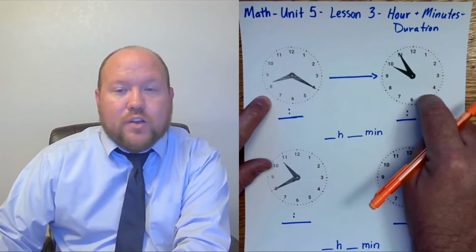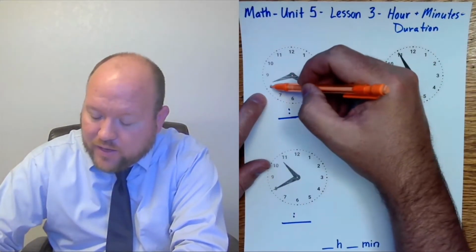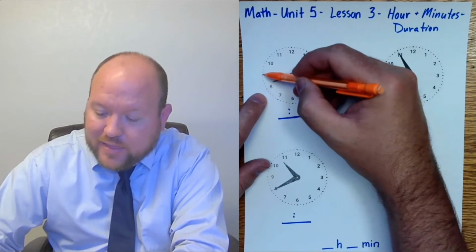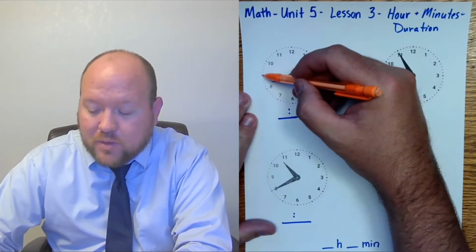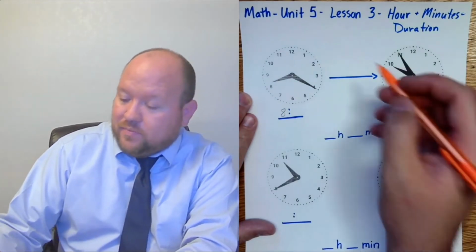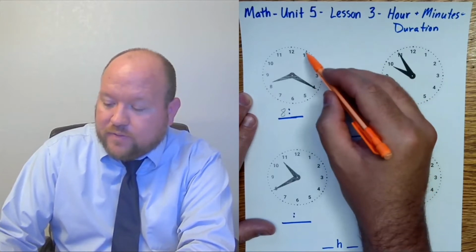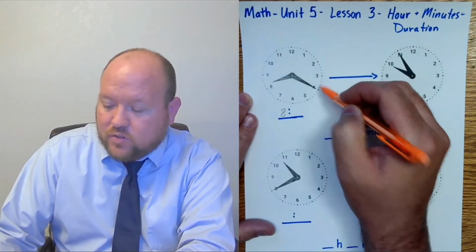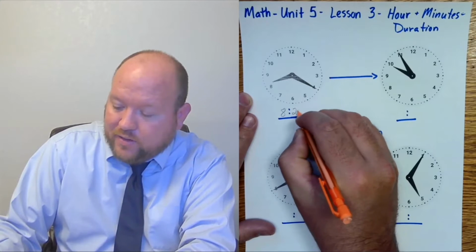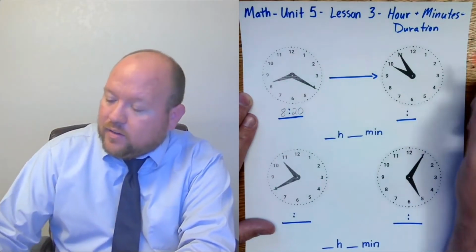The first thing I want to do is just figure out what time it is. So here we have an hour hand. It is in between the 8 and the 9, so the hour is going to be the 8, all right? Here, my minute hand is pointing right to the 4, so that's 5, 10, 15, 20. So this clock is at 8:20. This is our start time, and let's see where we end at.